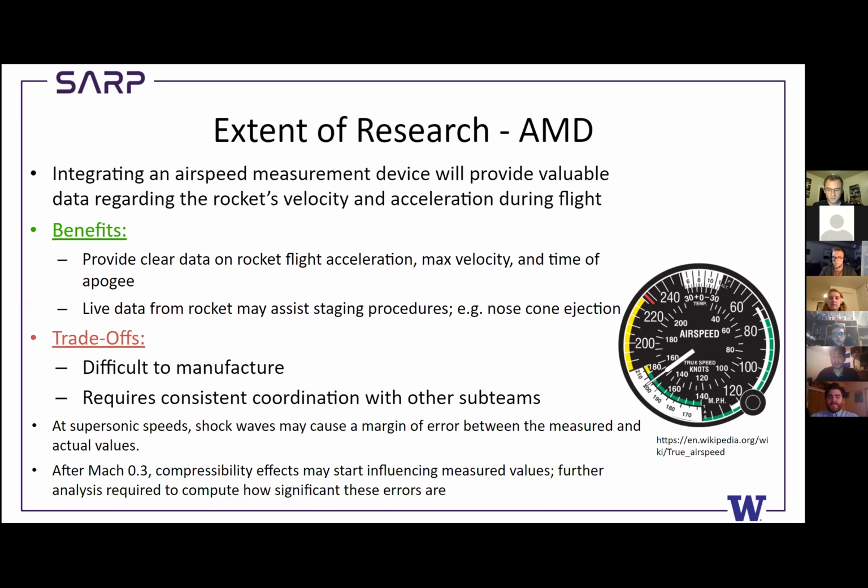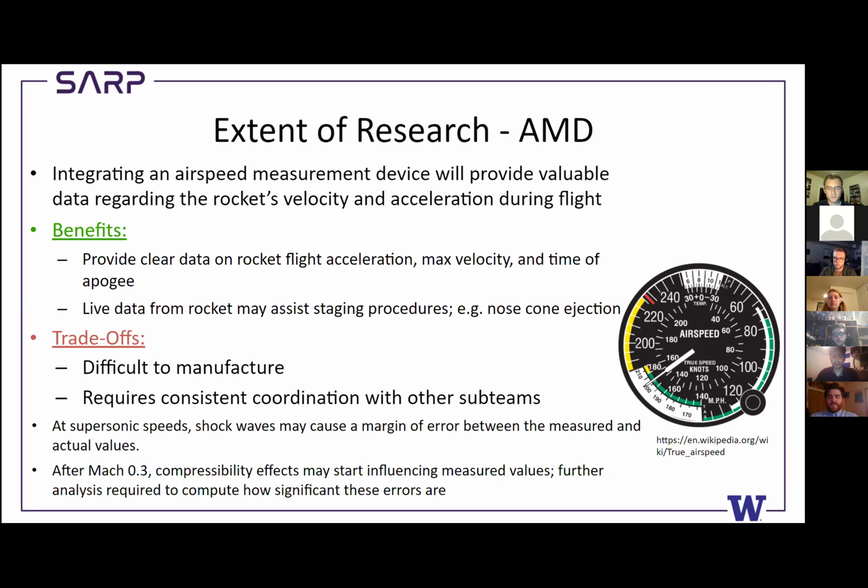Going into trade-offs, an AMD has a possibility of being difficult to manufacture just because it's a tube with a very long hole in it, and it'll require a lot of research in order to manufacture this. And the second thing is that it requires consistent coordination with other sub-teams. This is primarily with avionics, just to ensure that all the electronic systems are properly calibrated with the Pitot, with the AMD itself, and to get data from that.